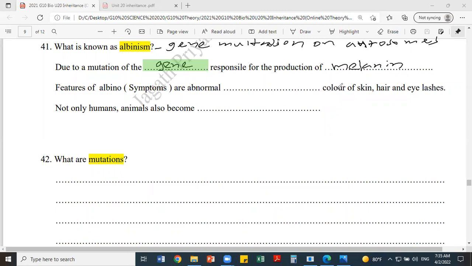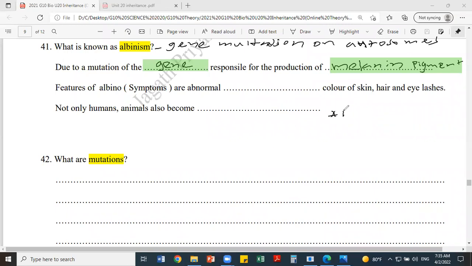So why is our skin dark? Because of the melanin pigment, the production of melanin pigment. Actually, this is very important. It's linked with a little bit of chemistry also. This melanin pigment can absorb harmful UV rays of the sun. Can you write that additional point? Melanin pigment protects the skin from harmful UV radiation.